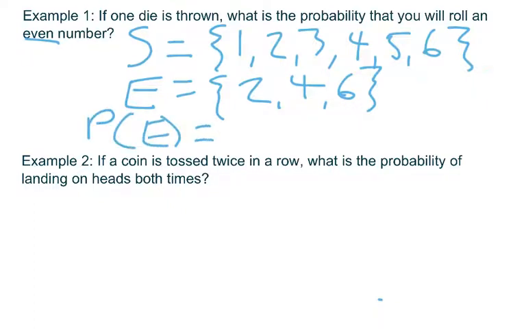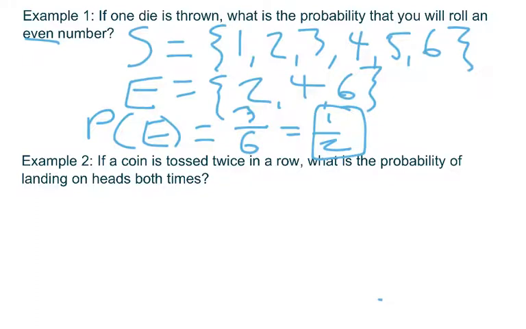So if I was interested in the probability of E, what I would notice is the number of outcomes I'm interested in is 3, and the number of total outcomes that I have is 6. 3 out of the 6 outcomes are even, so the probability is 3 over 6, which reduces to 1/2. And if we think about that, it makes sense. If we have a fair die, we should get an even number about half of the time. That is theoretical probability.